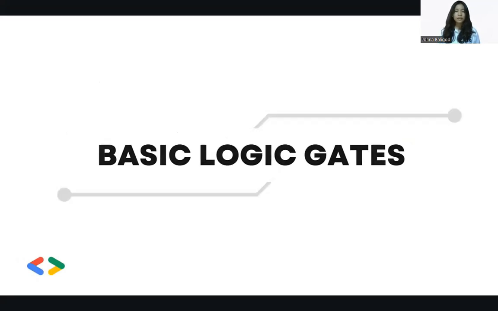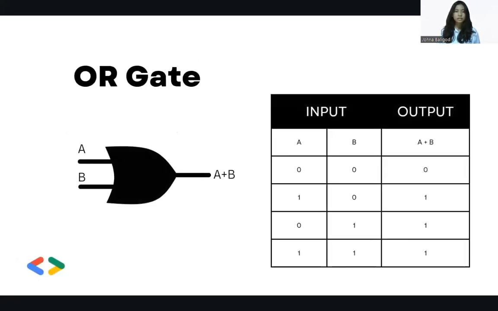So first, we have the OR gate. As you can see on the picture or in the diagram, the OR gate has its own curve on the two basic edges of its symbol. So the OR gate outputs a 1 if either or both of its inputs are 1. Otherwise, it outputs a 0. As you can see on the table, you'll get to see the two inputs and one output of the OR gate.